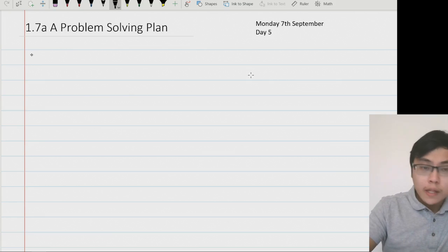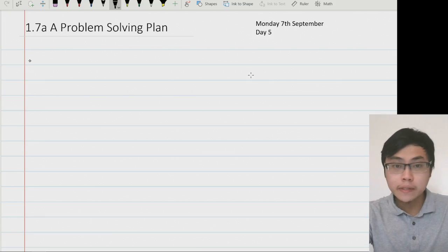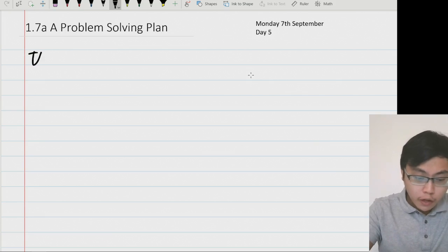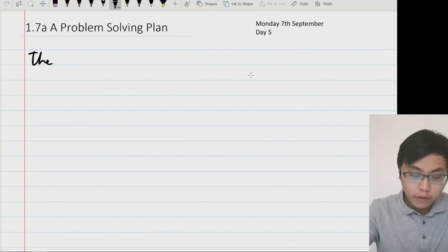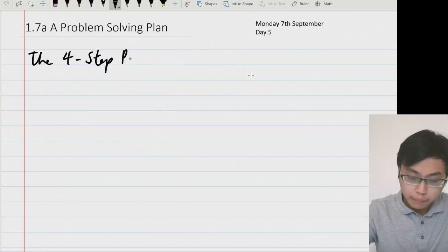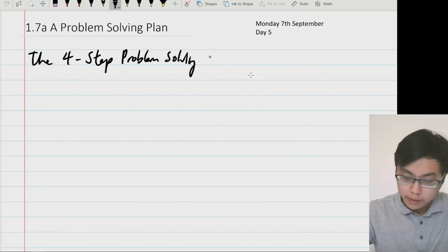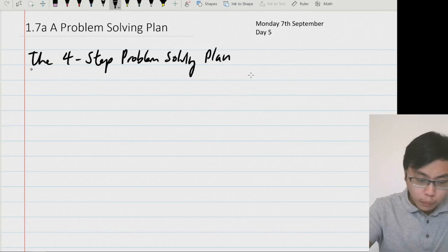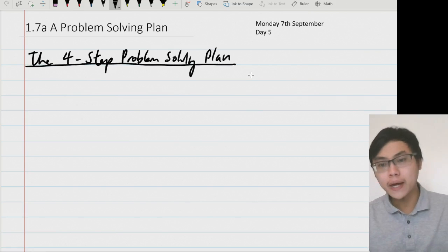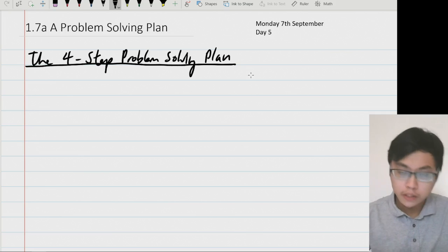So first of all, let's take our pen and paper out to write the notes, and we're going to start off by talking about something called the four-step problem solving plan. So what is this four-step problem solving plan about? We can apply this to a lot of different situations.